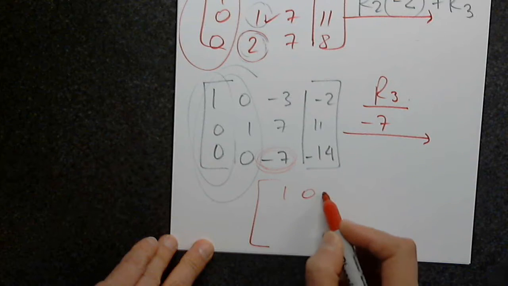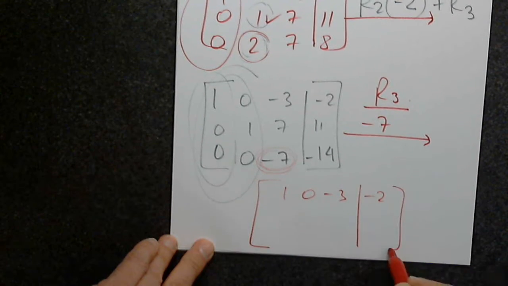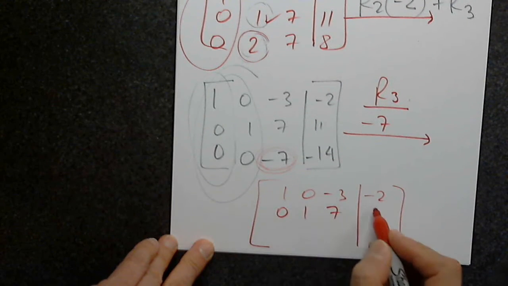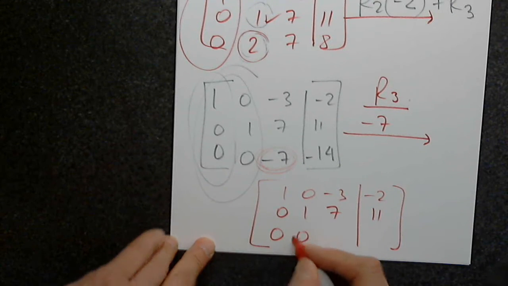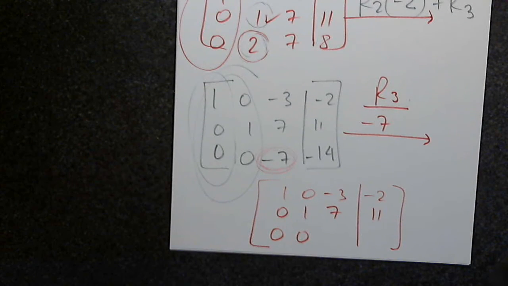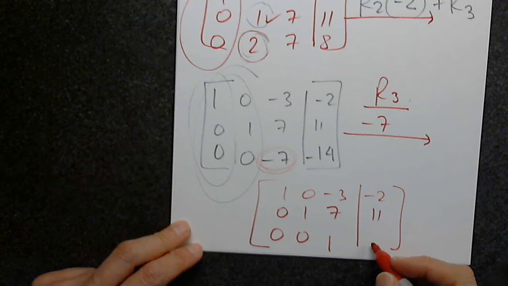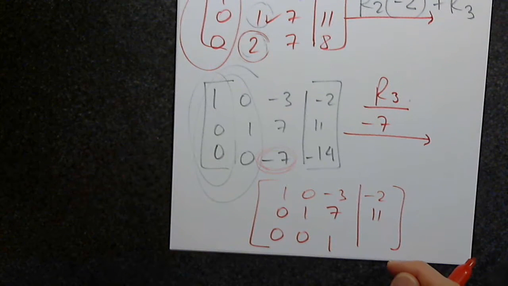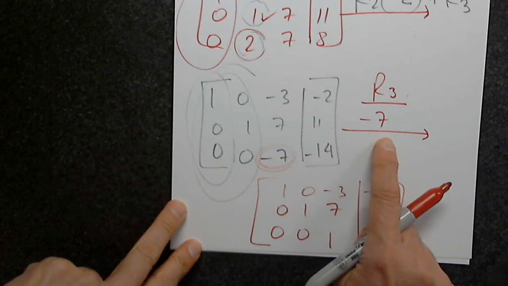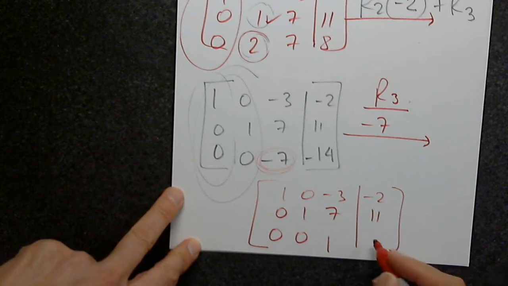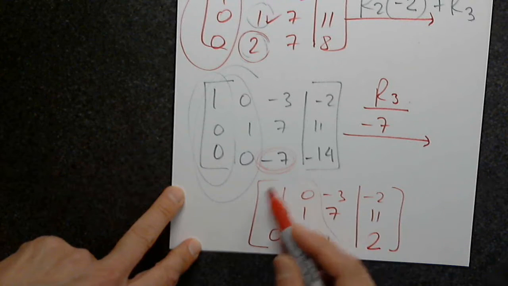I copy 1, 0, negative 3, negative 2. I copy 0, 1, 7, 11. I copy 0, 0, and then I'll wait for you to tell me what to write. 1, and what else? I cannot just divide one side and not the other side of the equation. Negative 14 over negative 7, 2. So now this is done.